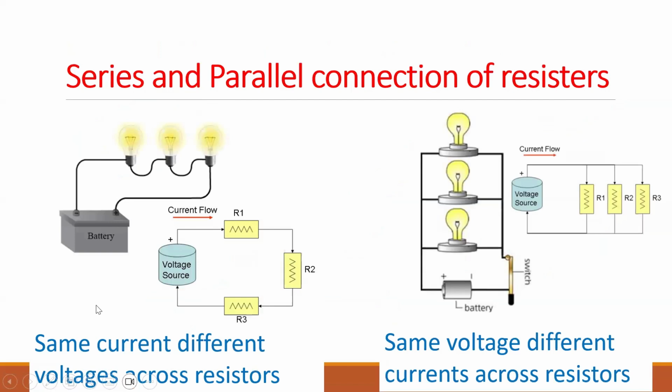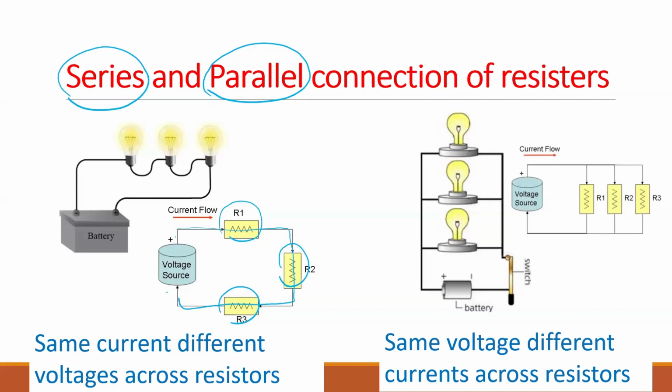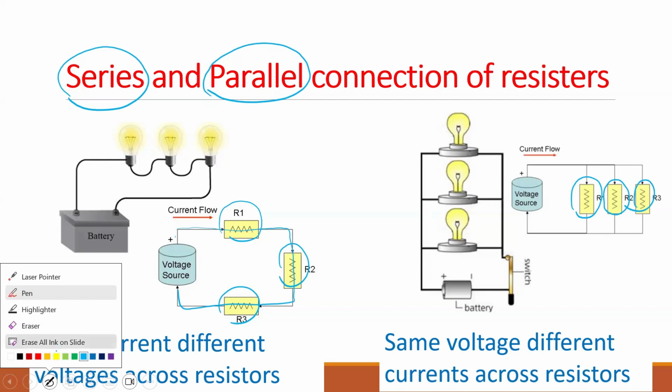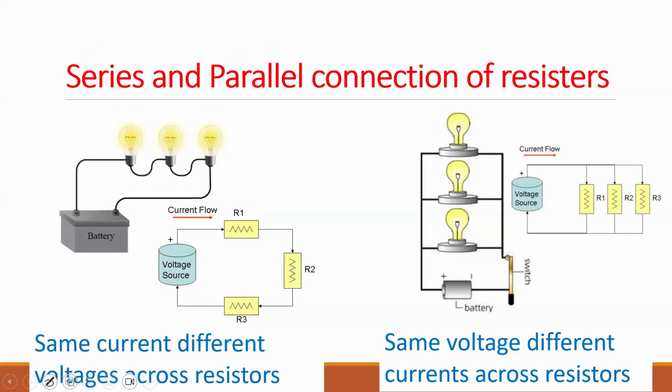Okay, now let's see. Resistors can be in different configurations. They can be in series or they can be in parallel. Series means they stay like this, in one loop. But parallel means they stay like this. So what are the differences between parallel and series?